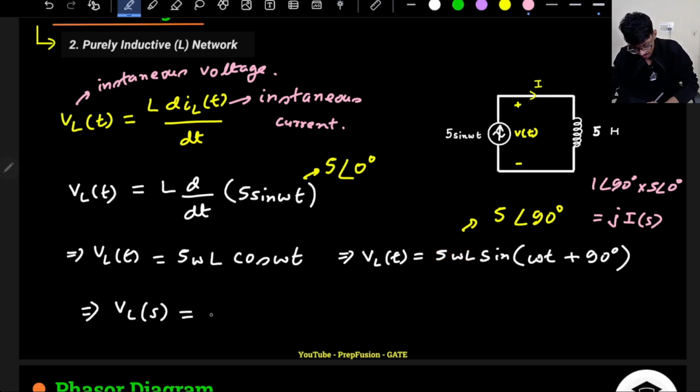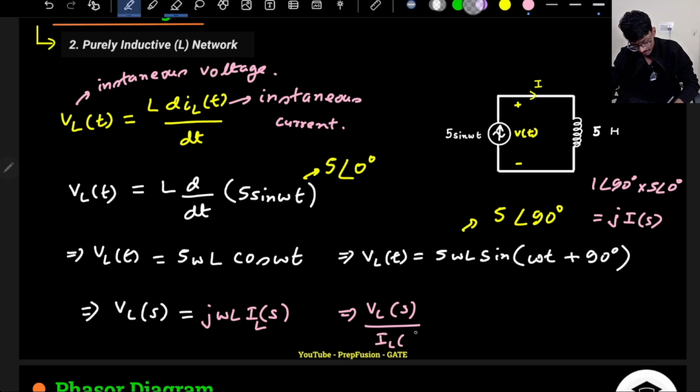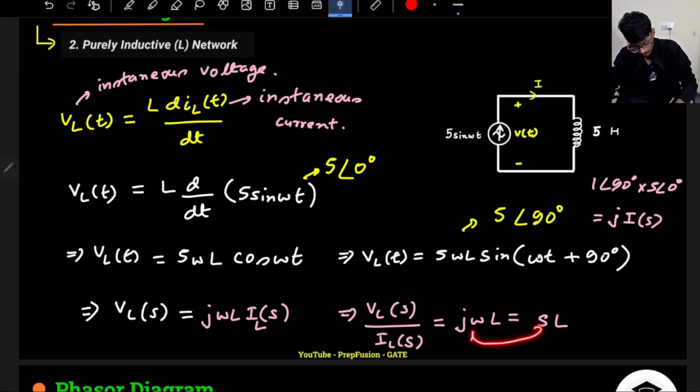So this will be j omega L I of s. Now if I write V_L of s over I_L of s, which is the inductor current only, you get the relationship j omega L. That is what you get, or which you already know if you have studied from Himanshu. I think he has taught that it is simply equal to sL. If you convert to the Laplace domain, it is simply sL. So that's why we replace s with j omega.